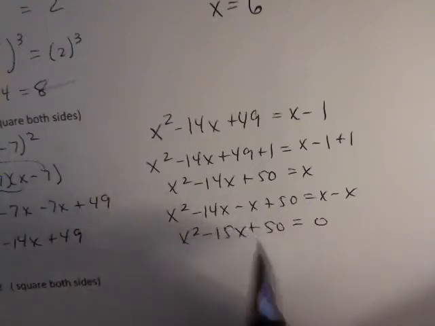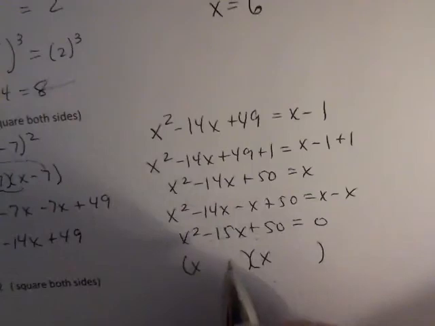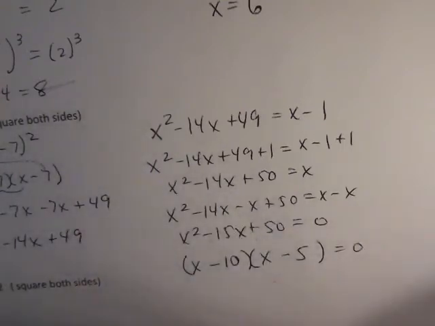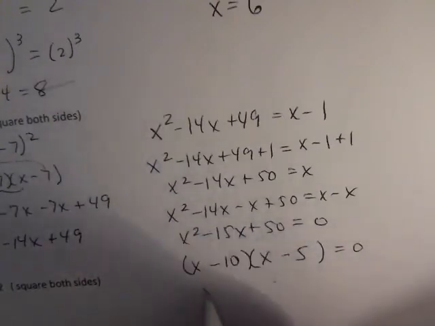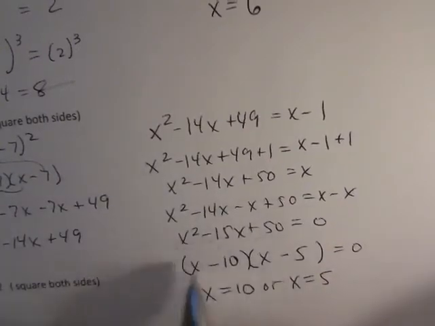Since this is positive, both of my signs have to be the same. I know these first two are x's. And I know that negative 10 times negative 5 is 50. And I also know that negative 10 plus negative 5 is negative 15. Solving now, what I get is x is 10 or x is 5. Remember, when you're solving, set it equal to 0 and solve for x.